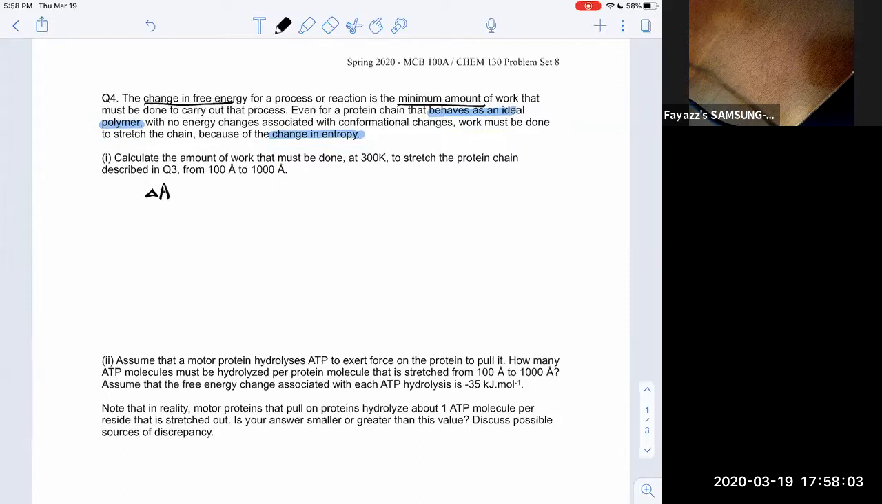We are given that delta A is defined to be delta U minus T delta S, provided in the lecture slide. Based on the information in this question, the protein chain behaves like an ideal polymer, which means the polymers are not interacting with each other, nor rotating in a way that stores potential energy. So overall, delta U has to be zero. Then from question three, we calculated delta S, roughly negative 300 kilojoules per mole, more specifically negative 312. And then we're just going to plug it in.